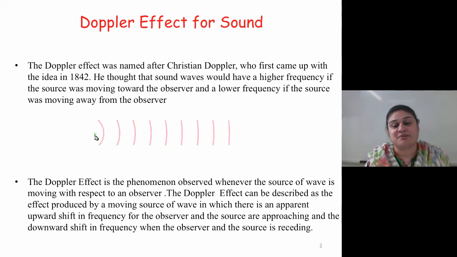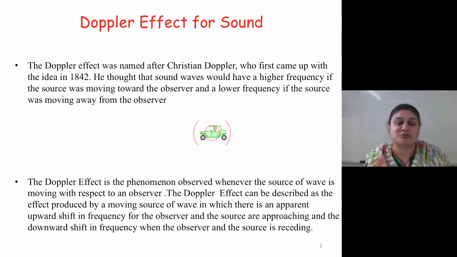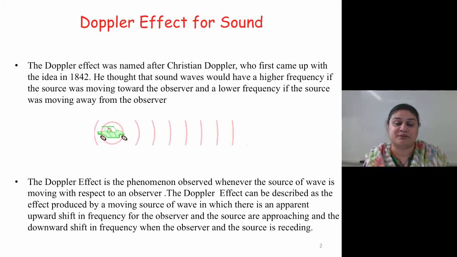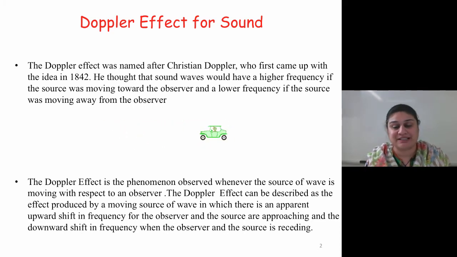Doppler's effect is a phenomenon observed whenever the source of the wave is moving with respect to an observer. Doppler's effect can be described as the effect produced by a moving source of the wave in which there is an apparent upward shift in frequency when the observer and the source are approaching, and a downward shift in frequency when the observer and the source are receding from each other.